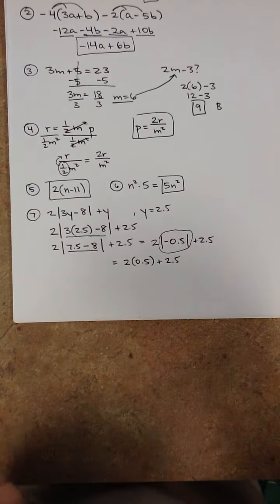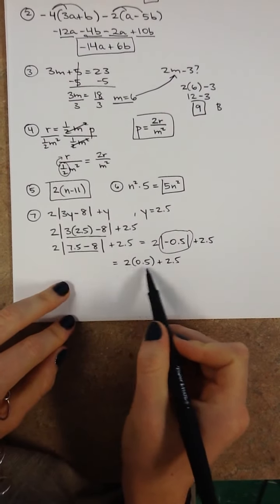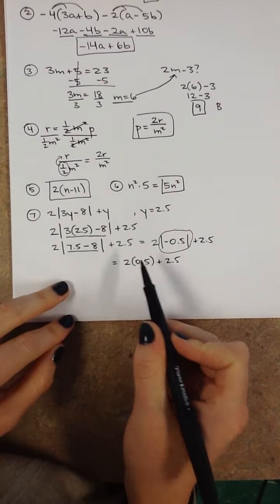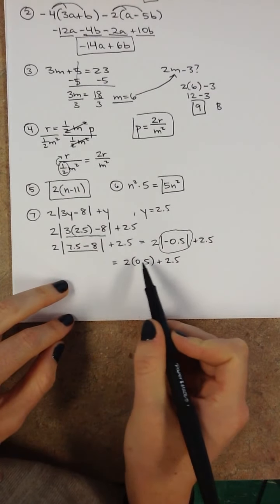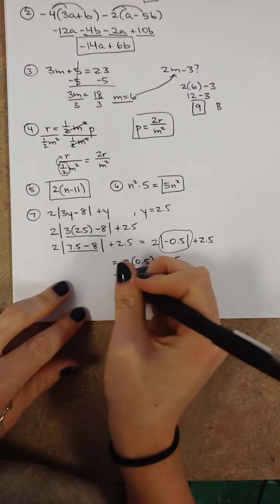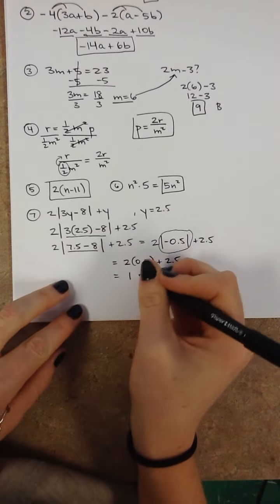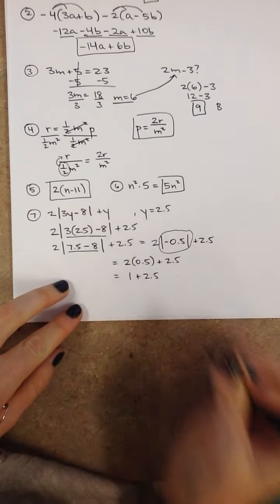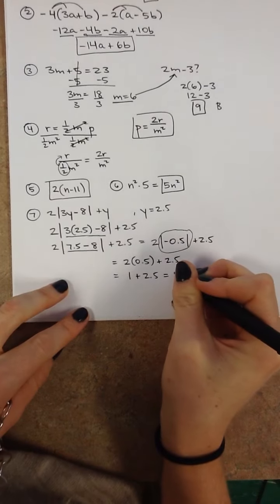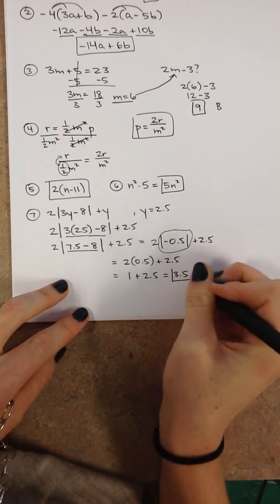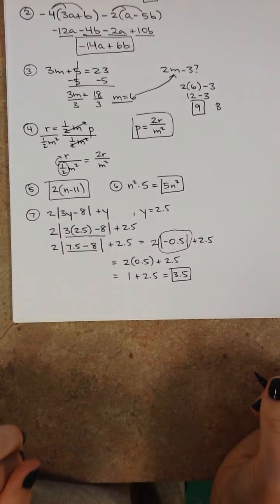So back to the order of operations again. Remember, I multiply these two together first before I add. So 2 times 0.5, that's 2 times a half, and 2 times a half gives us 1, plus 2.5, and then finally we can add those together, and we get 3.5, and that is our final answer.